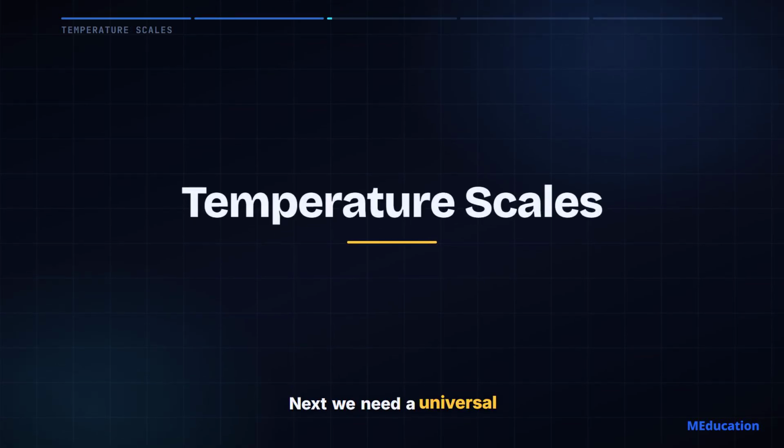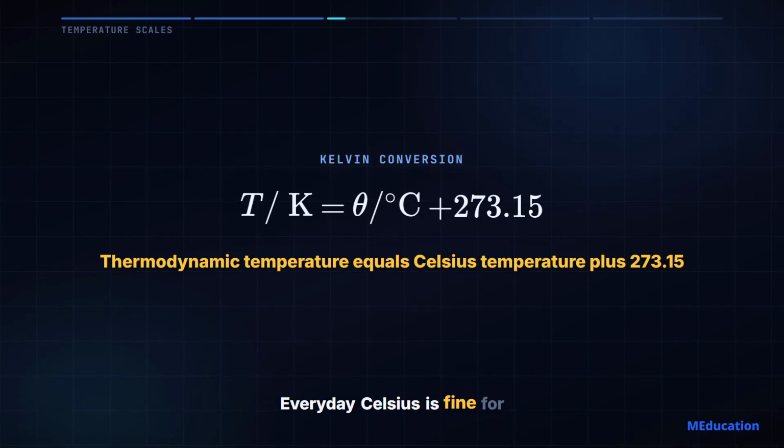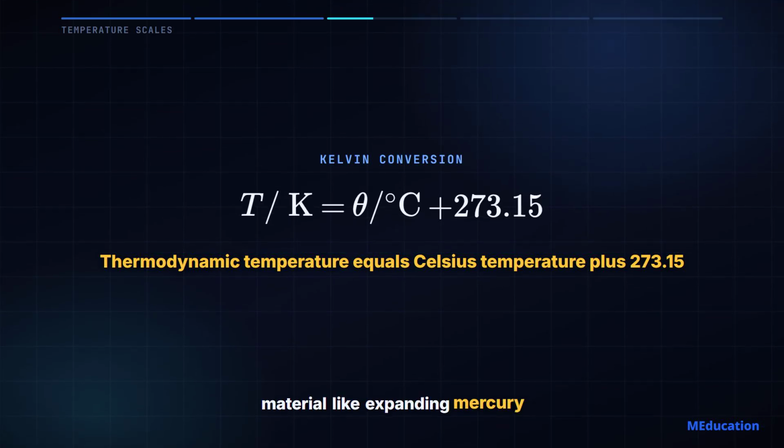Next, we need a universal way to measure this equilibrium. Everyday Celsius is fine for the weather, but physics requires a scale that does not rely on the quirks of a specific material, like expanding mercury. This is the thermodynamic, or Kelvin scale.